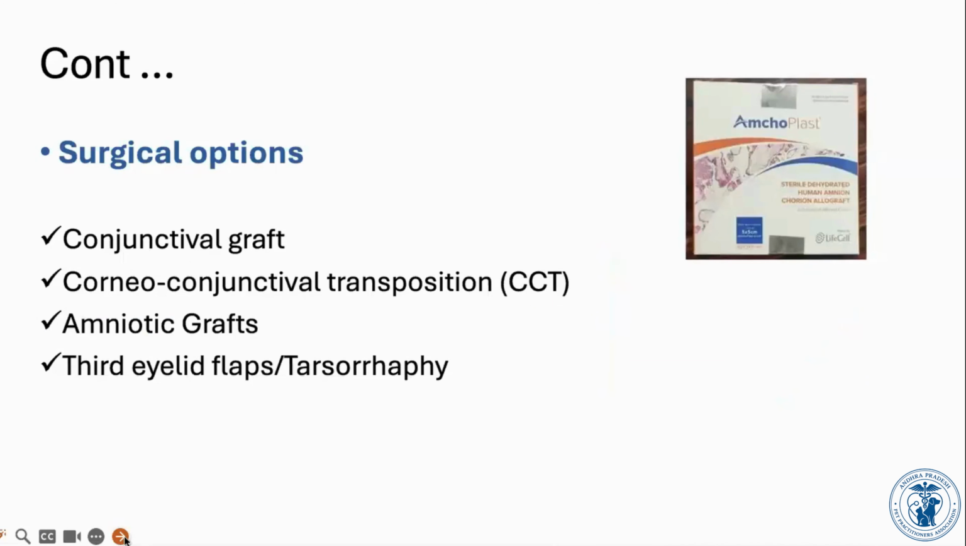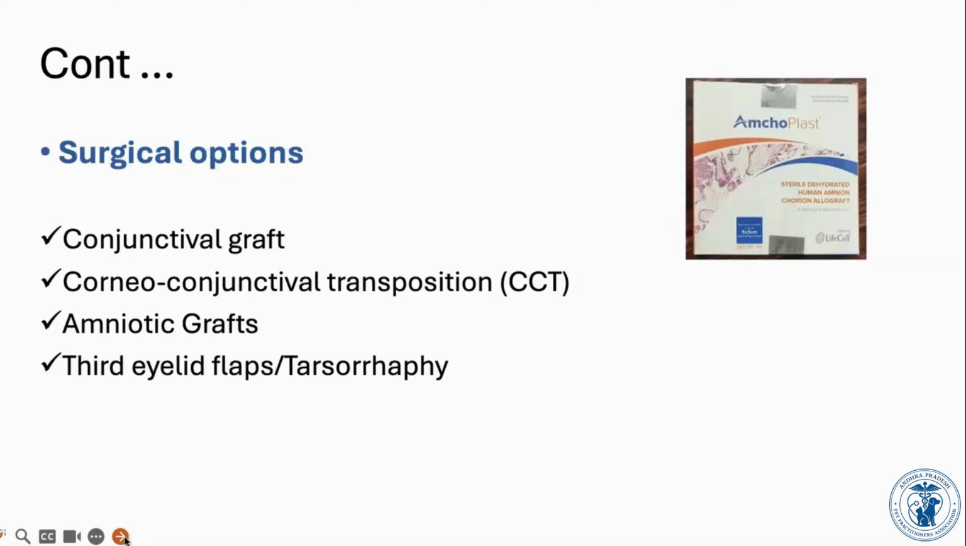So next is surgical options. What are the surgical options we have apart from enucleation? We can go for conjunctival graft, corneo-conjunctival transposition graft, or corneal sliding graft, as it's also called. Amniotic grafts, third eyelid flaps, or tarsorrhaphy.